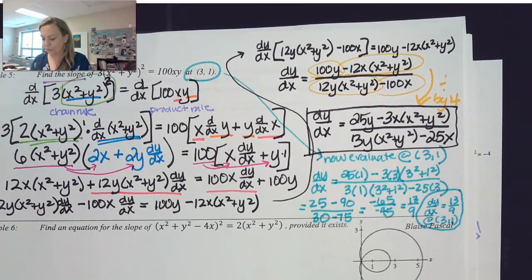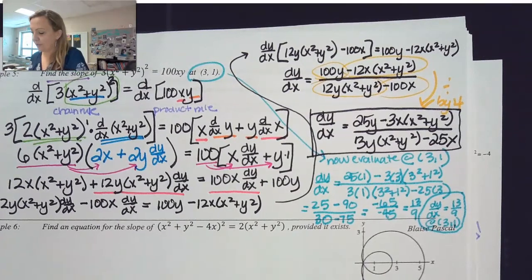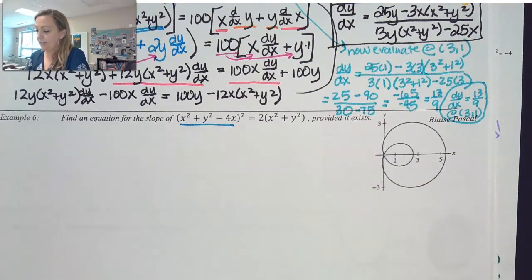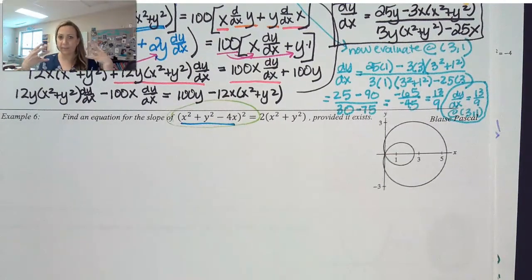The next thing we'll do is just, again, find the equation for the slope of (x squared plus y squared minus 4x) that whole quantity squared, sorry, equals 2 times the quantity x squared plus y squared, again, providing it exists. So we're going to differentiate each side, and now that we've got the gist of that, I don't need you to necessarily write that anymore. But we are going to differentiate, but because we have this quantity squared, we're going to use the chain rule again. This is our inside function, x squared plus y squared minus 4x. And then the idea of the outside function is that something squared.